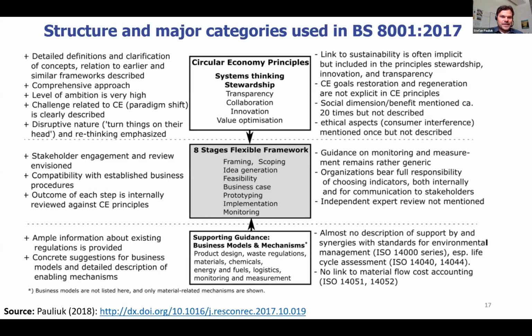So they start with, as a basis, if you are a company and you want to do something, an 8-stage flexible framework. You first scope what you want to cover in your organization, you generate ideas of what could be done, you assess the feasibility, you develop the business case, you do the prototypes, you implement and monitor. So really a management perspective, right? How do you actually do this?